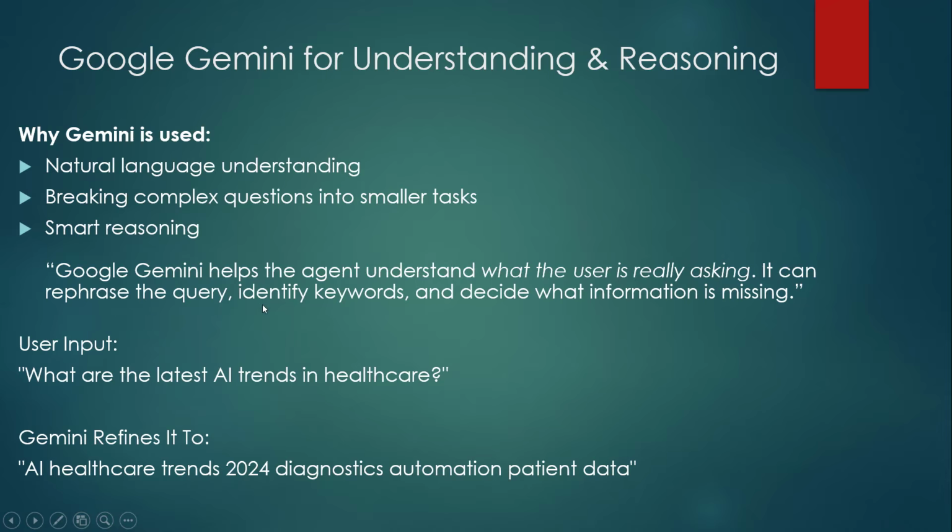It can rephrase the query, identify the keywords, and decide what information is missing. Like, what are the latest AI trends in healthcare? That was the input from the user, but from Gemini it will be: AI healthcare trends 2024, 2025, or 2026, diagnostics, automation, patient data. There is a huge difference between the raw input and this. It will emphasize diagnostics in healthcare and the patient, because here we didn't mention anything related to the patient or the data. So it will rephrase whatever we wanted, and Gemini needs to be used there.